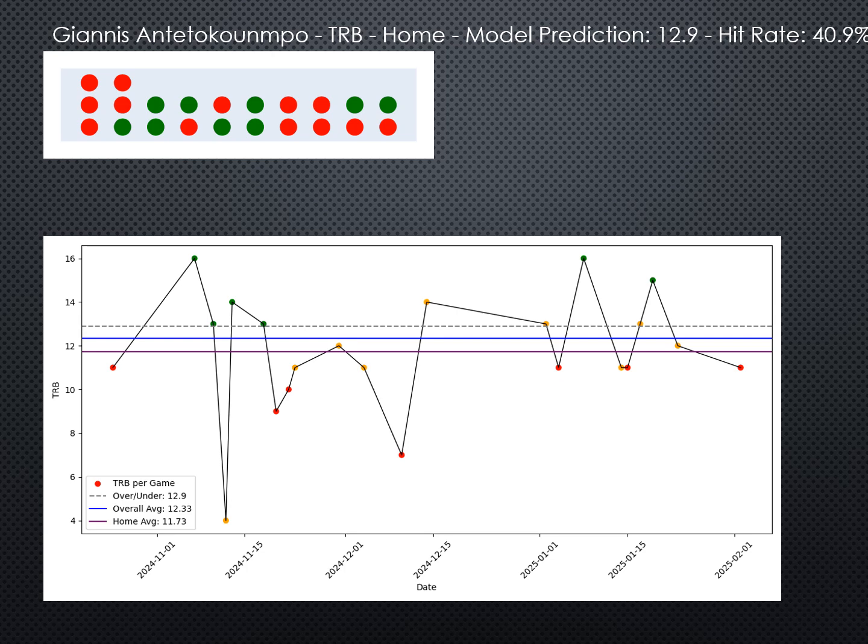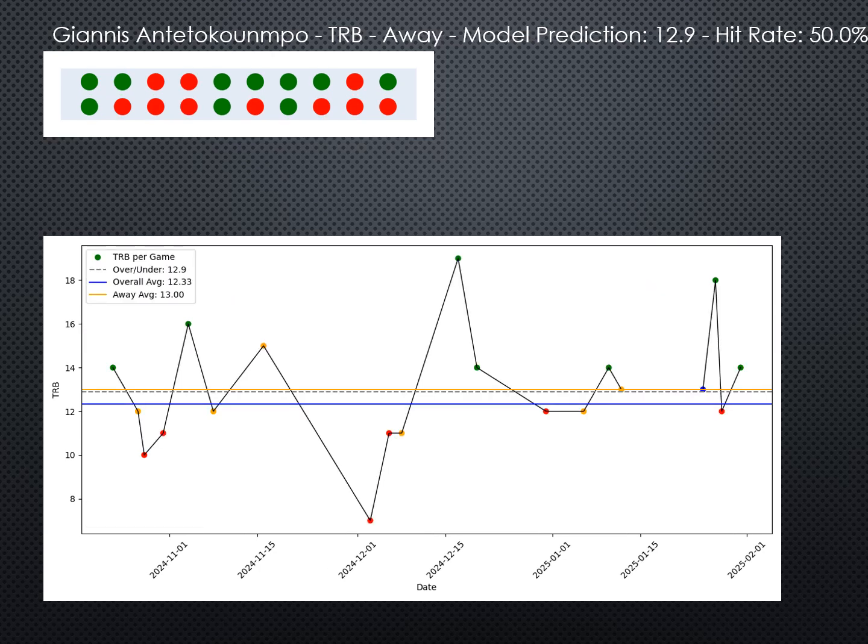But none of the highest games are colored yellow. So I don't think it'll be one of his best games of the year, but I think it'll be a Giannis game, a 10 or higher. Let's look at the road. Actually been better on the road. Averages about two-thirds of a rebound higher on the road. And he has been 12 or higher in every game since the middle of December. That's pretty impressive. He had 13, like I said, against the Clippers in the first game.